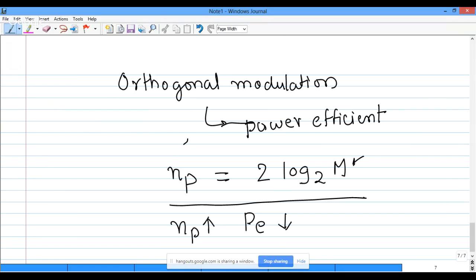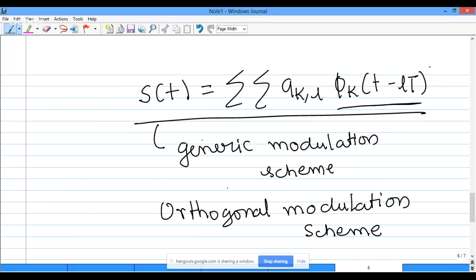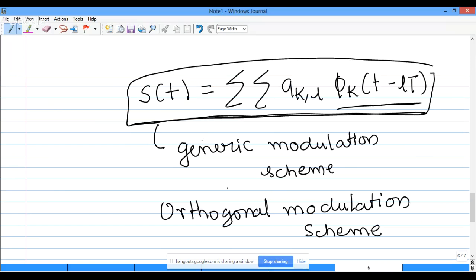So in short, we like to think about this generic framework because from this generic framework all modulation schemes can be derived. The ones that we have covered in the course are derived from this generic framework, and the modulation schemes that we have not covered in the course can also be derived using this generic framework.